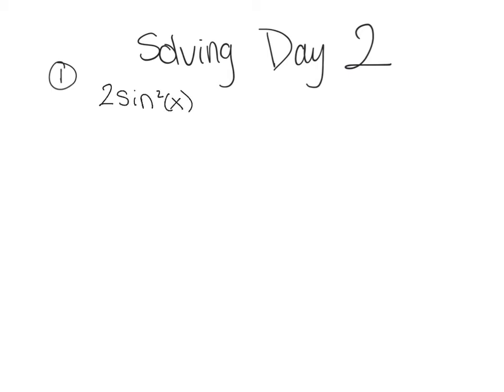2 sine squared of x plus sine of x minus 1 is equal to 0. So taking a look at this, if we were just dealing with something with x, this would be like 2x squared plus x minus 1.